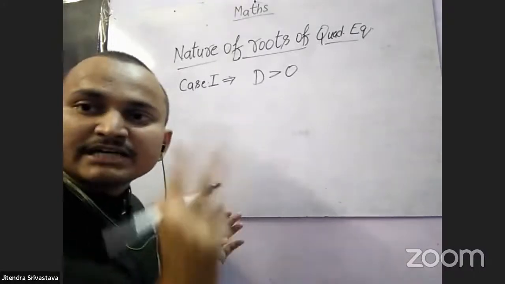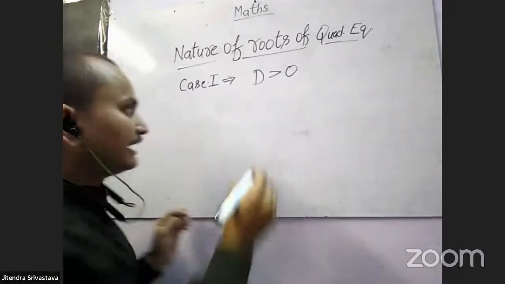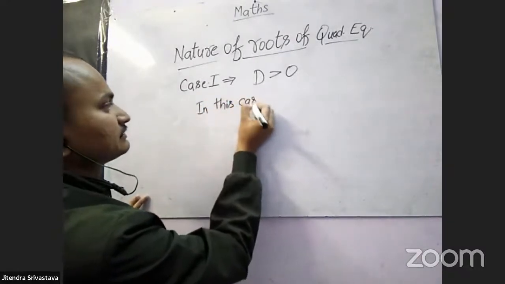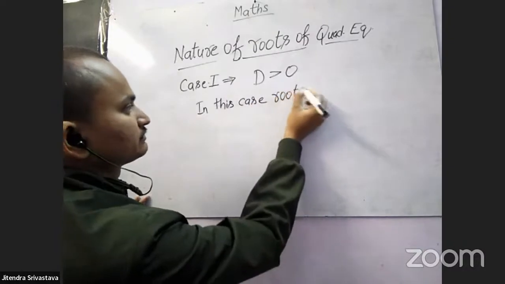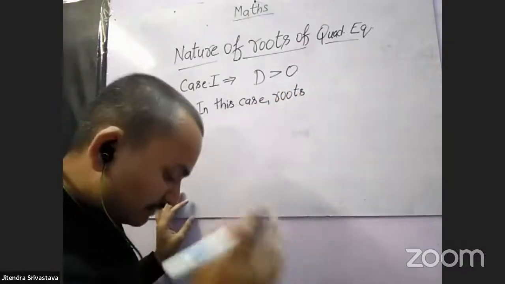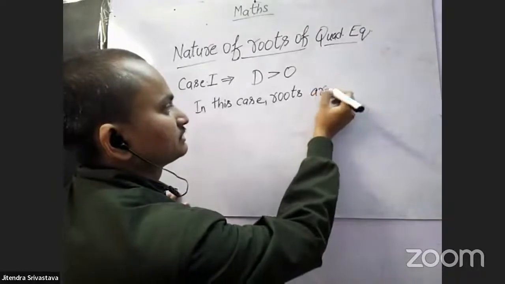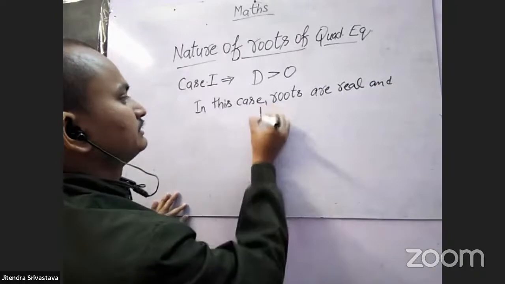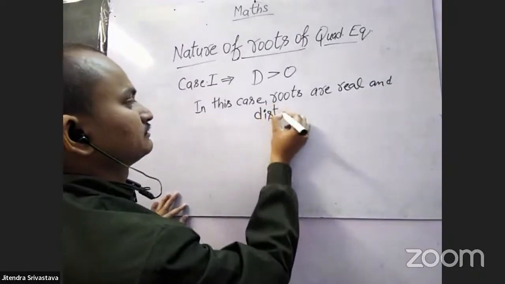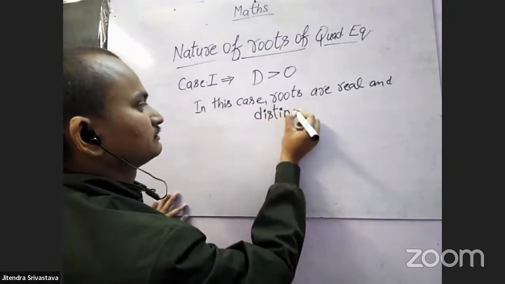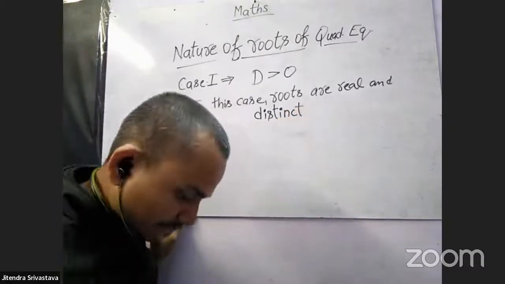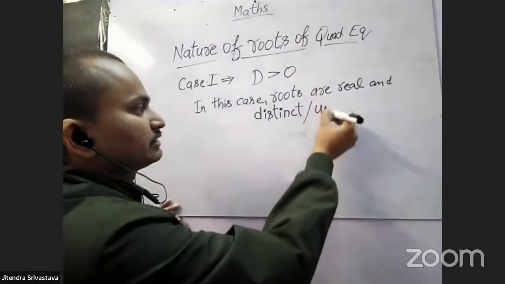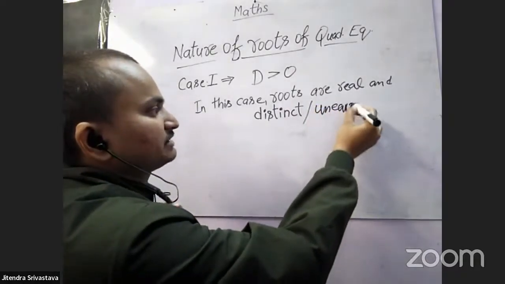Every quadratic equation has two roots, always remember that. And in this case I can write, the roots of the equation are real and distinct. Distinct means unequal, not equal. Or you can write here unequal. They both cannot be the same.